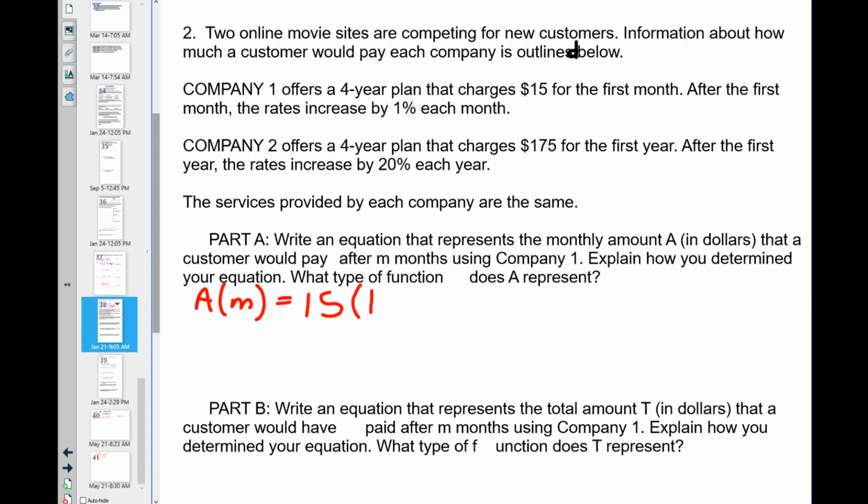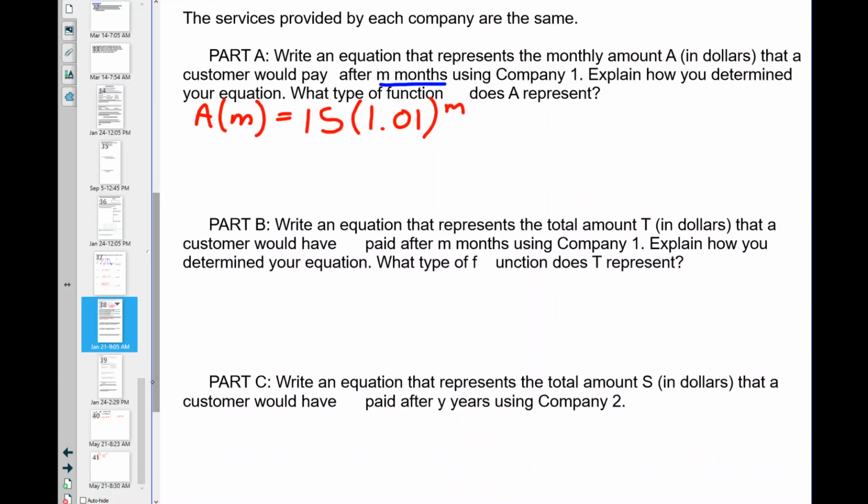Then it's 1 plus. Even though this is going up each month, we're not compounding it, because the formula is going to be based on months. So we don't have to do the whole divided by 12 and then times 12 thing. What percent is it going up? So it'll be 1.01 to the power of months. This won't tell you a total, but it will tell you, like, how much am I going to pay in the 20th month? You can plug that in for M.